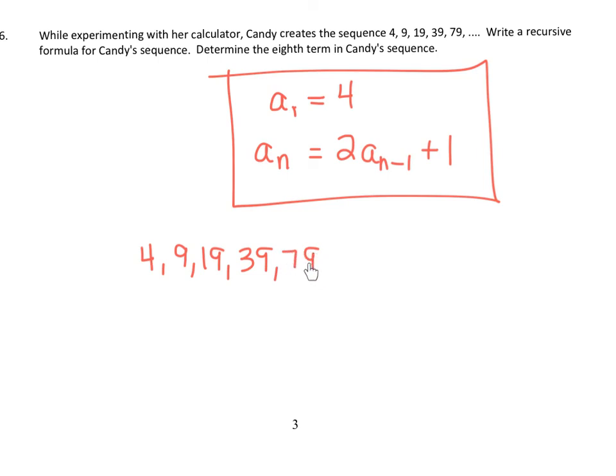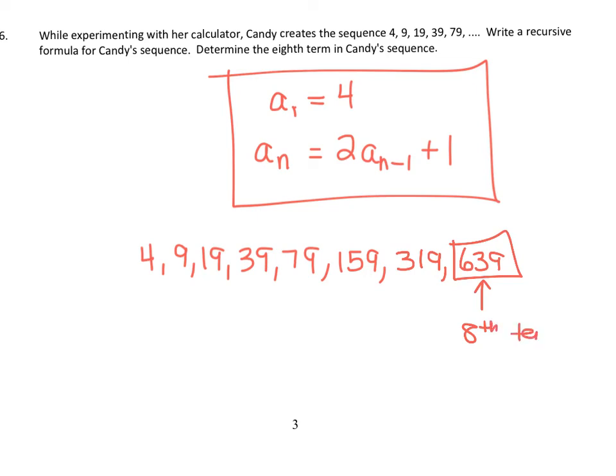So 2 times 79 is 158. And if I add 1 to that, it gets me to 159. So there's my 6th term. If I want to find my 7th term, I just double this and add on 1. So when I multiply this by 2 and add on 1, it brings me to 319. And then finally, we want to get to the 8th term. If I take 319 and multiply it by 2 and then add on 1, it gets me to 639. So this is my 8th term. Okay, that's the answer to the second part of the question.